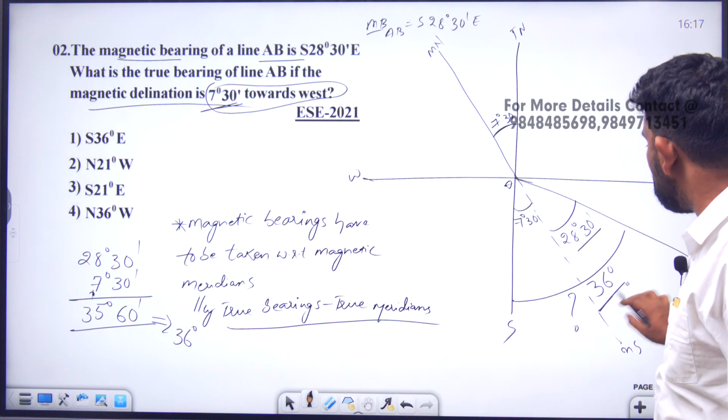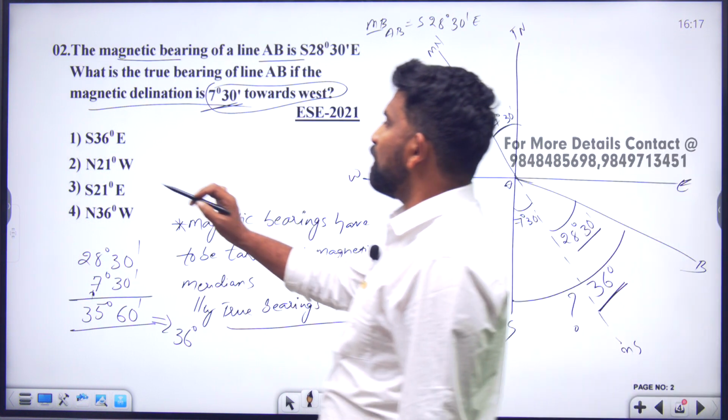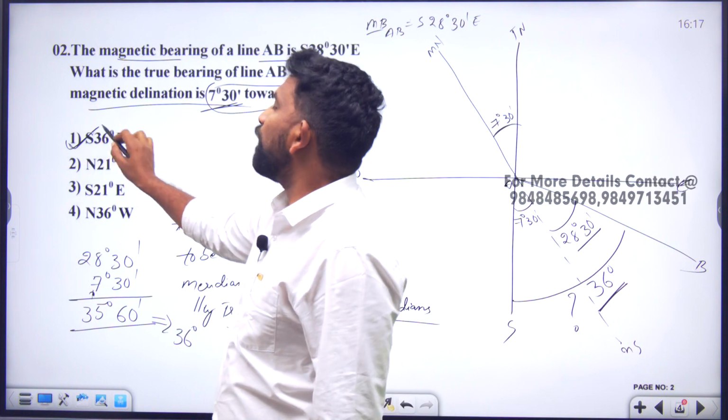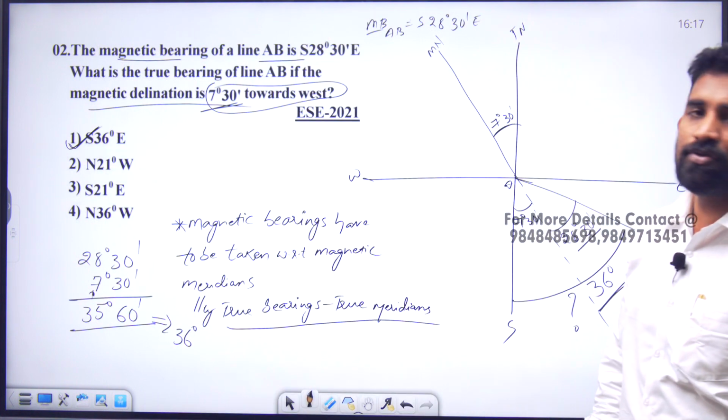This 36 degrees is lying in between south and east. So obviously the answer will be south 36 east. Very easy answer. Very easily we will be able to solve.